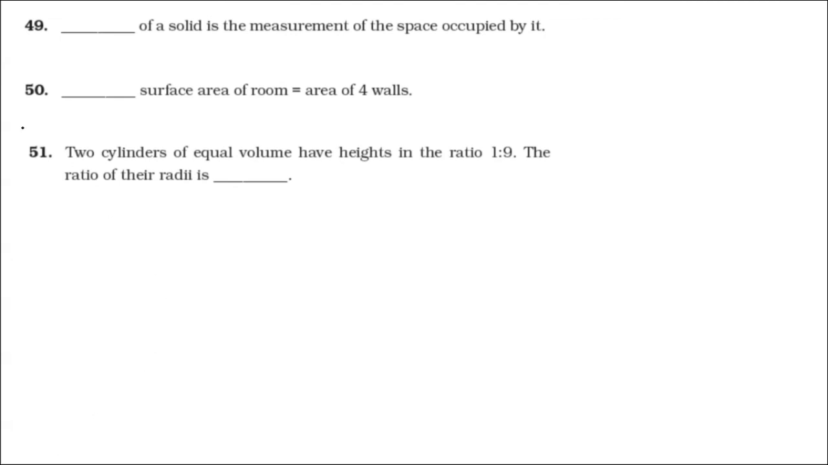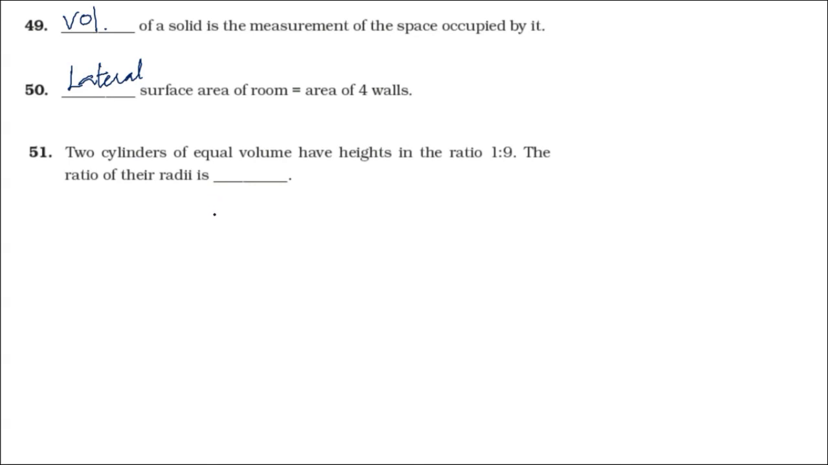Question number 49. Volume of a solid is a measurement of space inside it. Question number 50. Lateral surface area of a room is the area of the four walls. Two cylinders of equal volume have heights in the ratio 1:9. The ratio of their radii is?